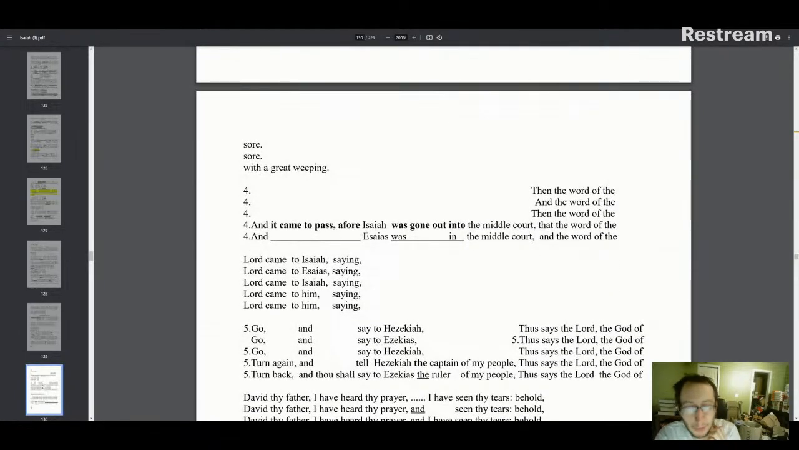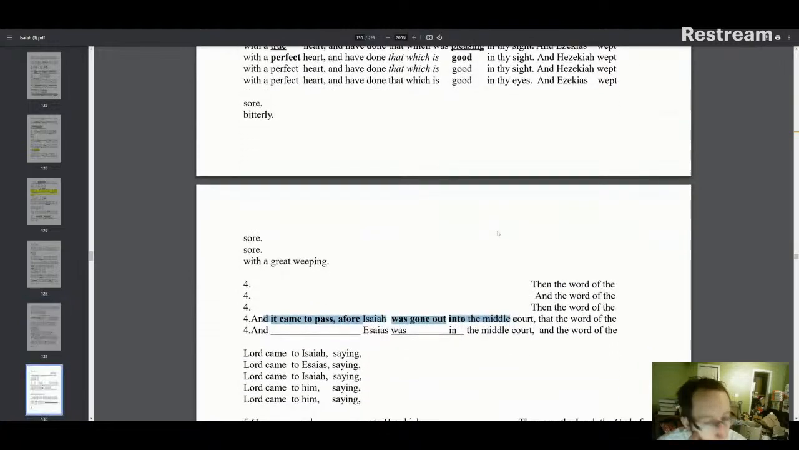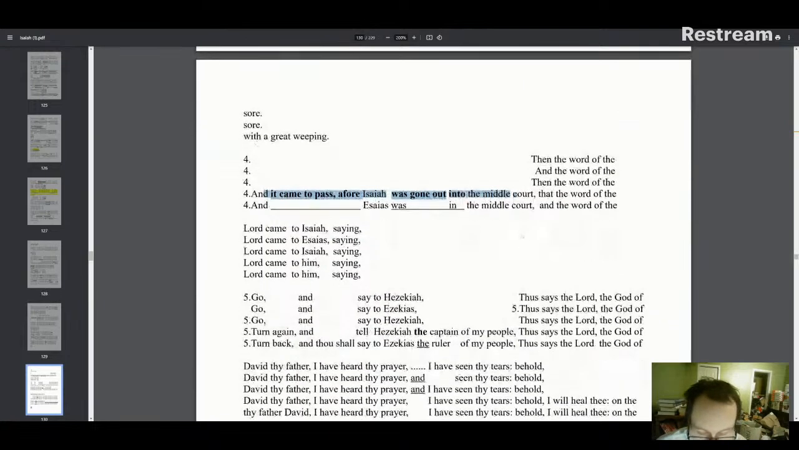So 2 Kings, the only one that says it came to pass after Isaiah was gone out into the middle court. It's not in Isaiah, but that is part of the original text. There's no reason why a scribe would add that. So it was removed in the book of Isaiah. So sometimes we're seeing 2 Kings is preserving the original text that Isaiah is not.